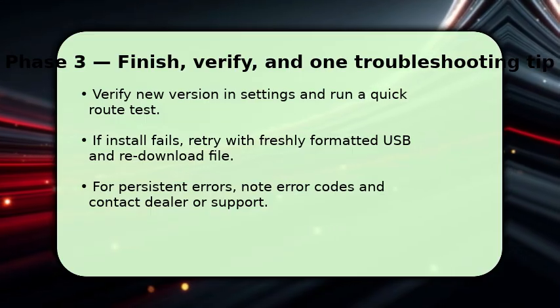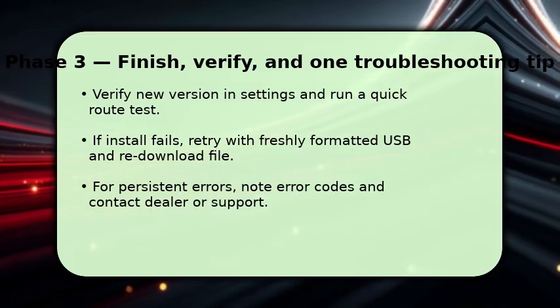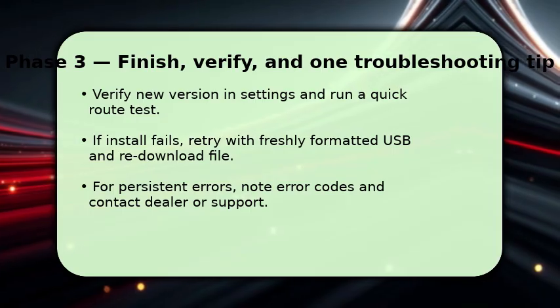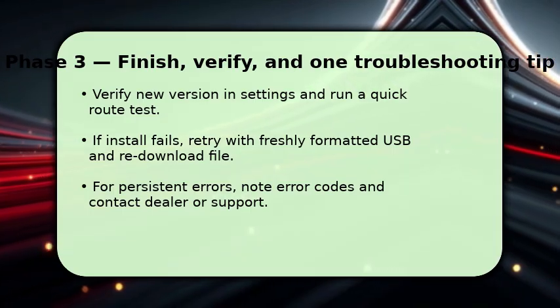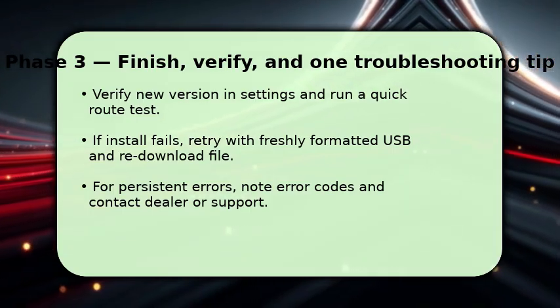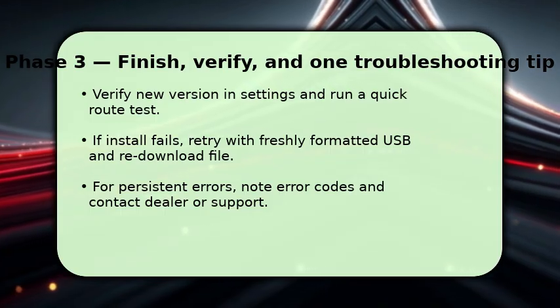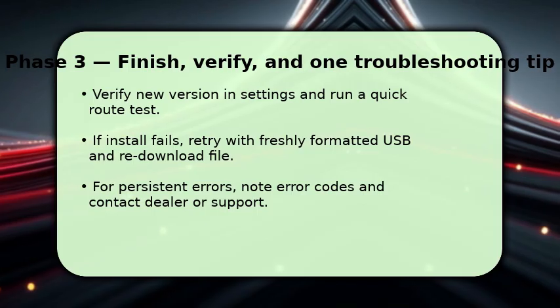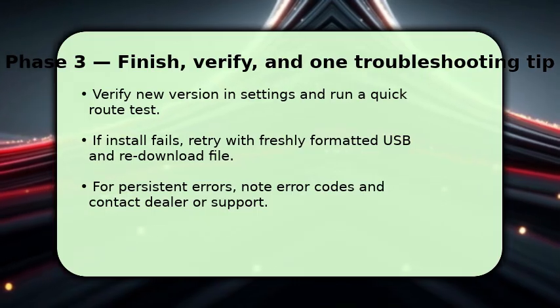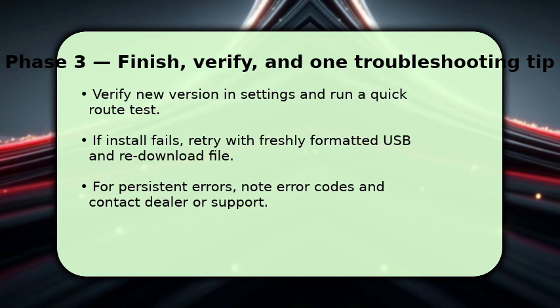Reformat the USB to FAT32, re-download the exact update for your VIN, and try again. Corruption or wrong format is the most common cause. If problems persist, record any error codes, capture screenshots or phone photos, and contact dealer support. They can push an official recovery or perform a diagnostic update.